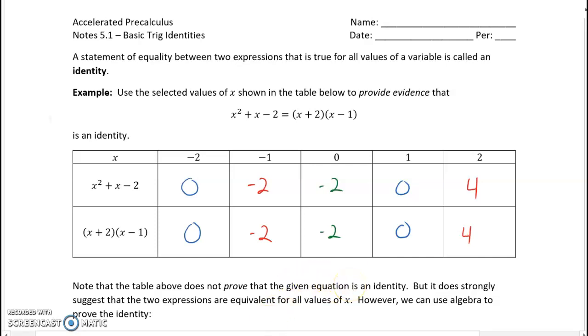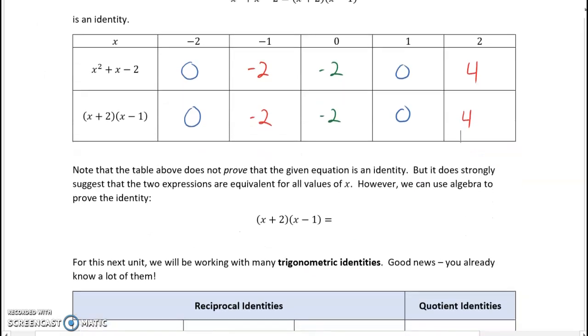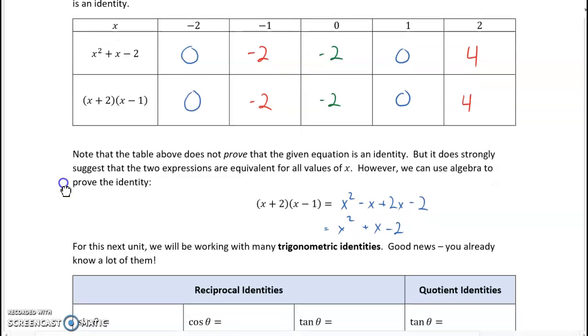All right. Yeah, so as I mentioned before, we can prove that this is an identity using known algebra techniques, right? x times x is x squared. x times negative 1 is negative x. 2 times x is 2x. And 2 times negative 1 is negative 2. Combining like terms gives us, no surprise there, the original quadratic expression. All right, so that's some verification that it is in fact true for all values of x.